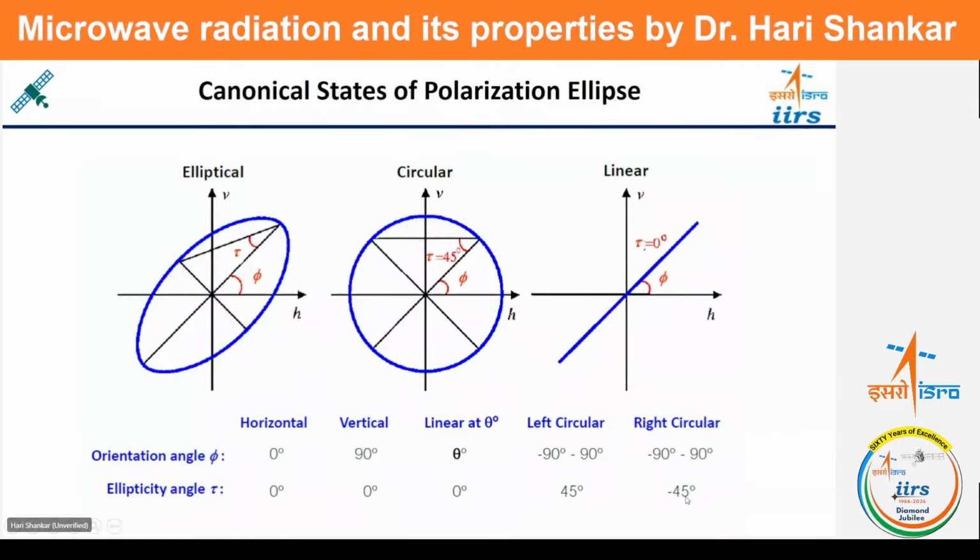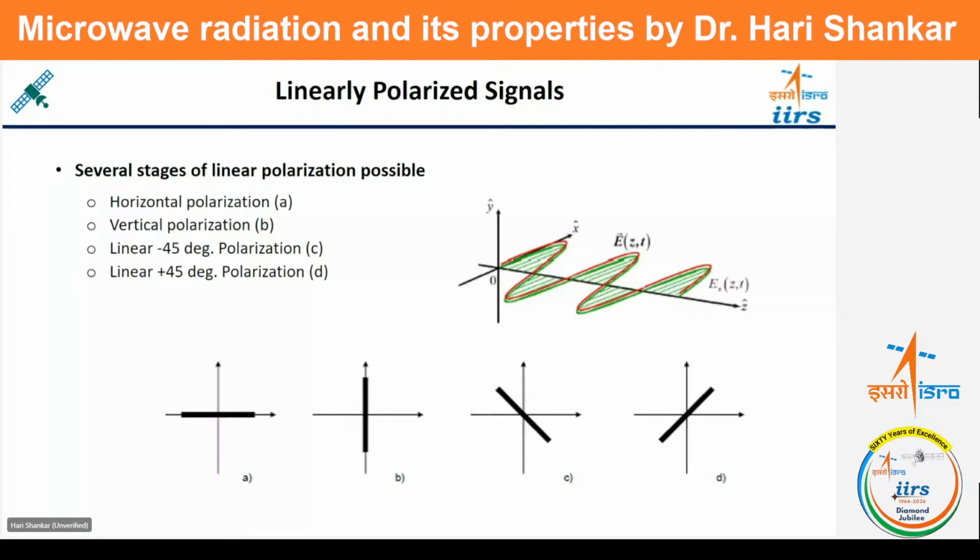And if it is minus 45 degree and phi is minus 90 degree to plus 90 degree, then it is called the right circular polarization. Apart from this, it is called the circular elliptical polarization. Another example of these linearly polarized signals: here you can see the red signal and the green signal both are moving like this. This is the horizontal polarization. This is vertical polarization.